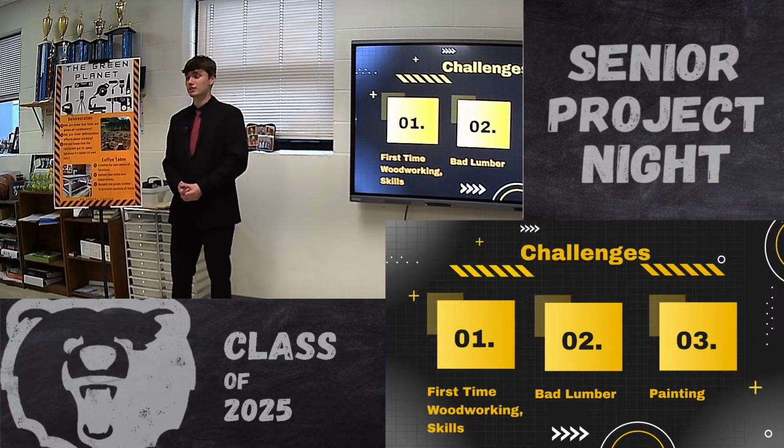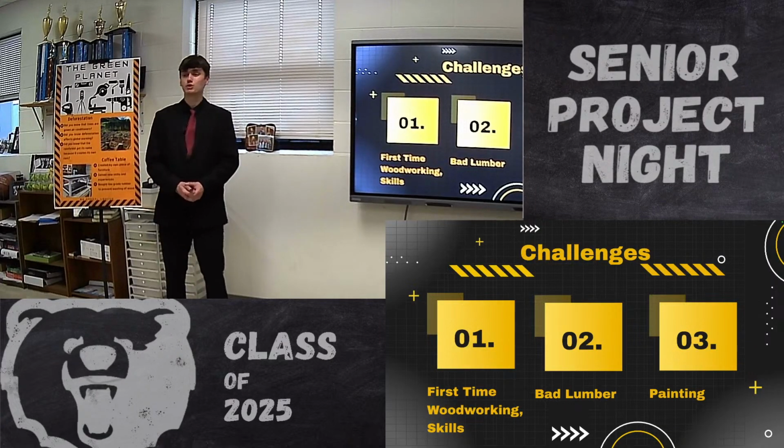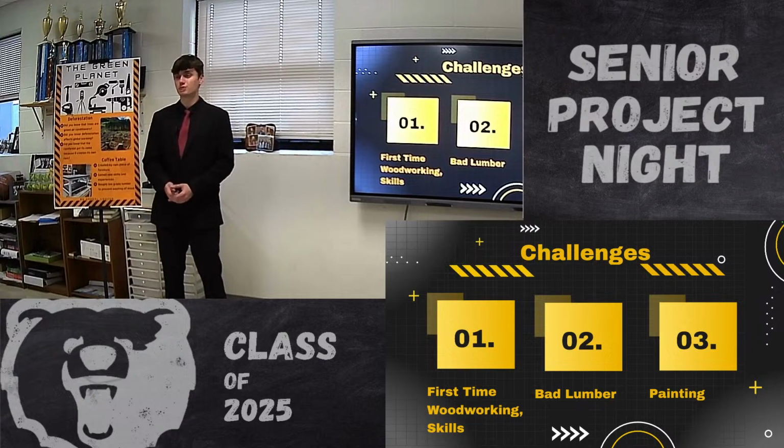So with all of this said, it's impossible to avoid deforestation. But if we do deforest certain areas, we have to plant new trees and be more responsible for that. Thank you. Do my judges have any questions?